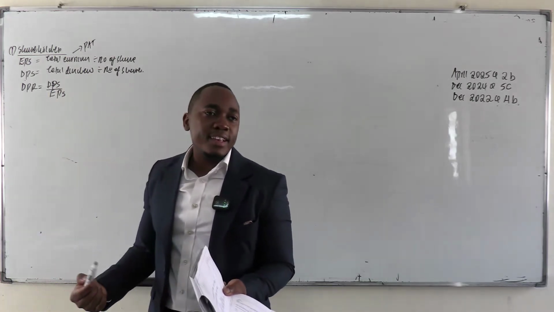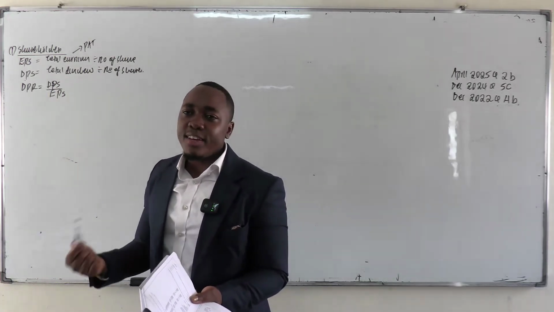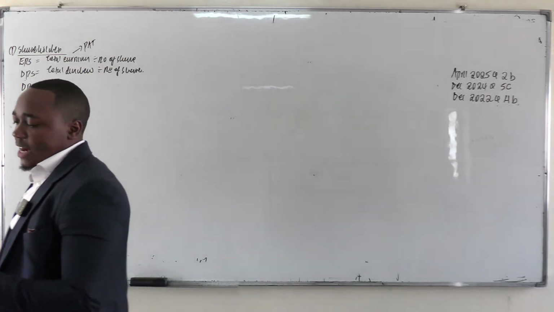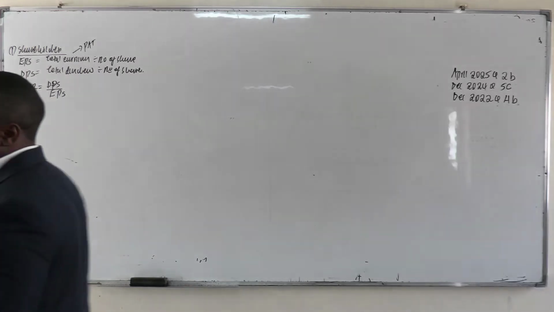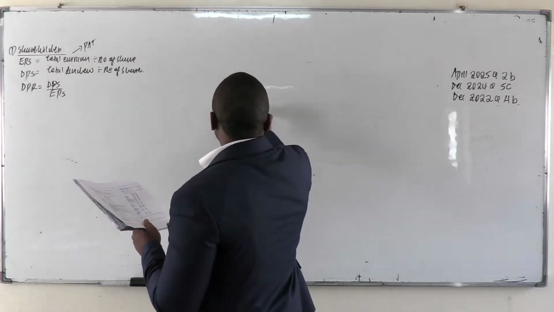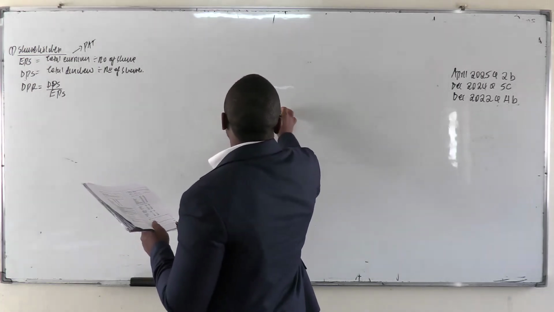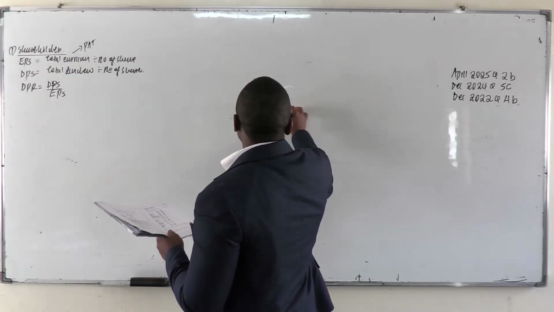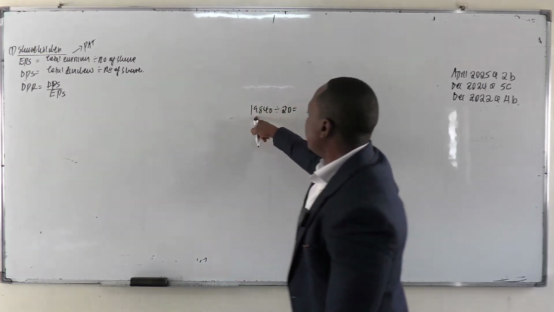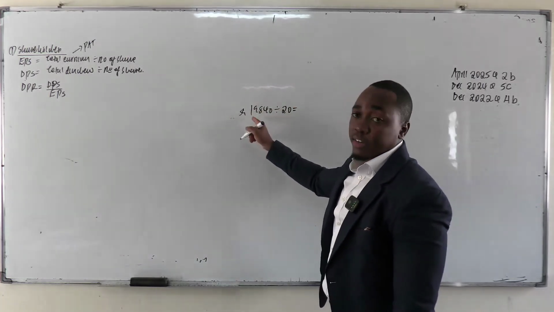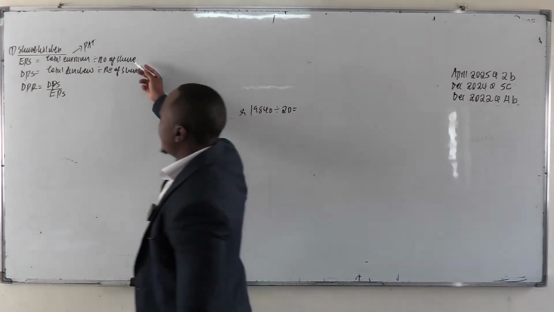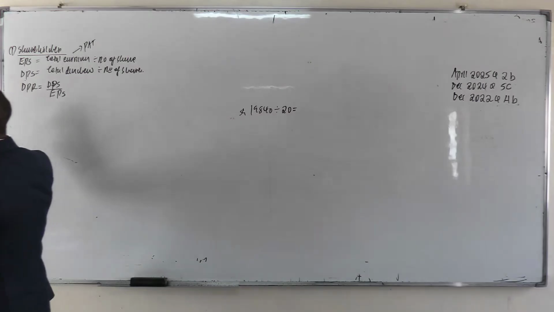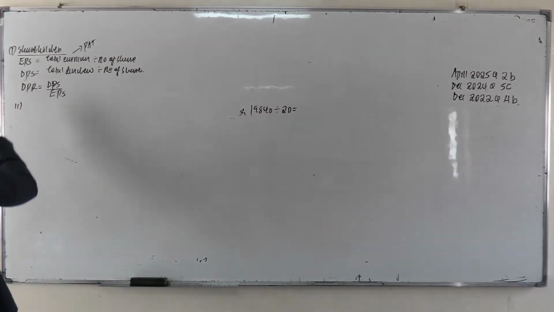Now, the question is, how do you get the number of shares? You go to the equity. Under the equity, there is share of 20 each. See, both here they are the same. So you'll be taking 19,840 and dividing by the par value of 20. This 19,840 is shillings, a monetary value. We need the number of shares, so you divide by the par value. That's how you get the number of shares. Then you go to number 2.